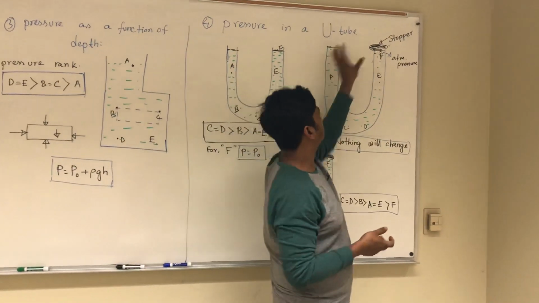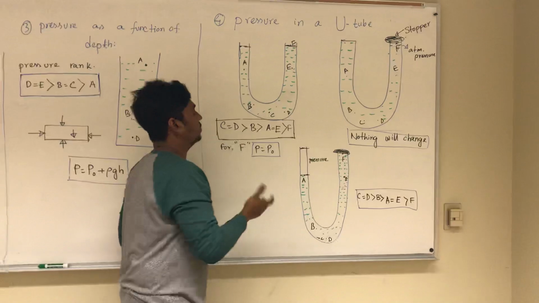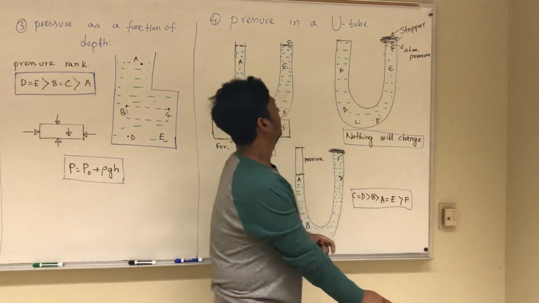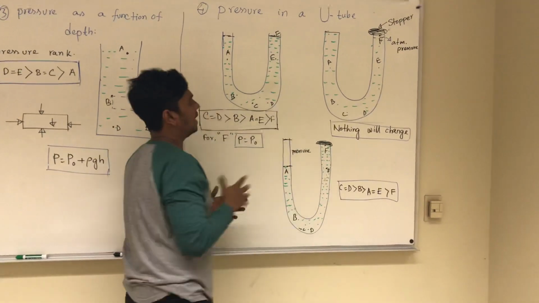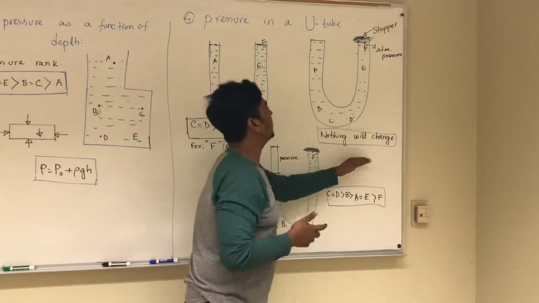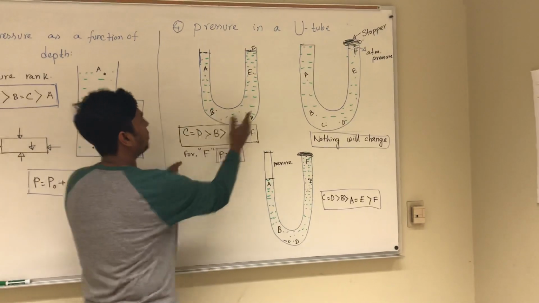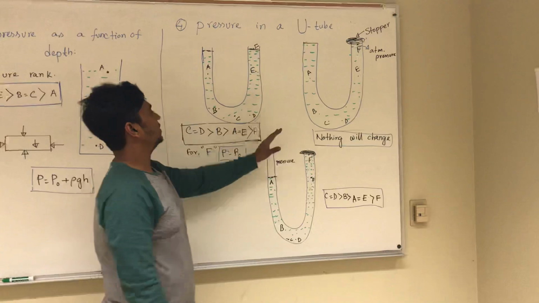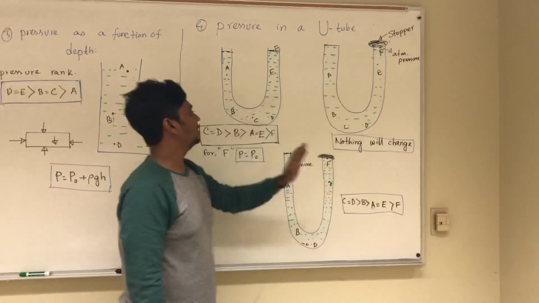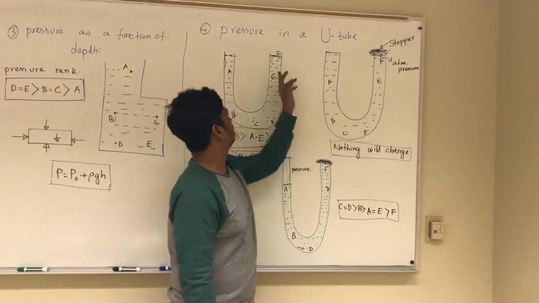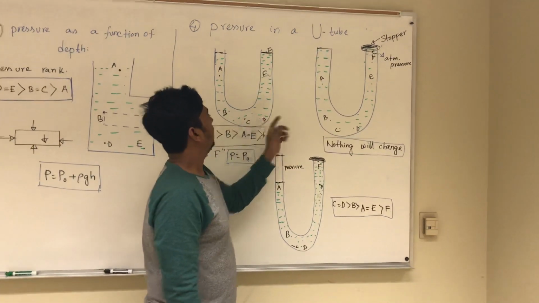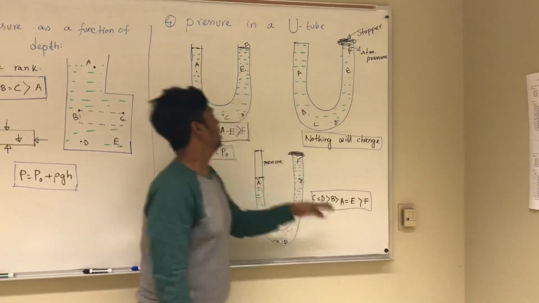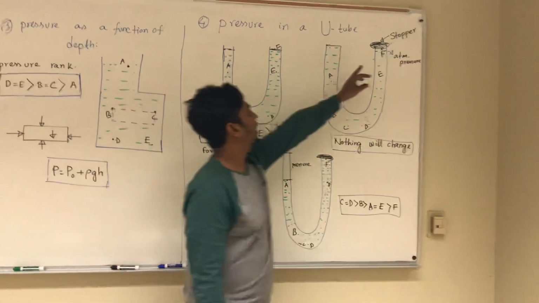And now the same U-shaped tube, where I am adding a stopper, but the water level is the same. If that happens, nothing will change. That means as long as we are not changing the height of the water, the pressure will be the same at every point. The pressure difference between E and D will be the same in both cases. Everything will be the same. F will have the atmospheric pressure.